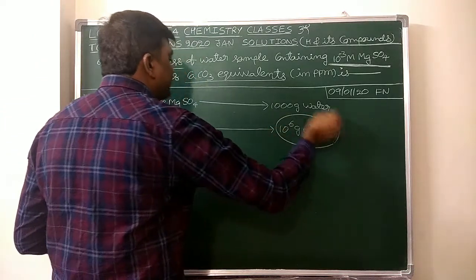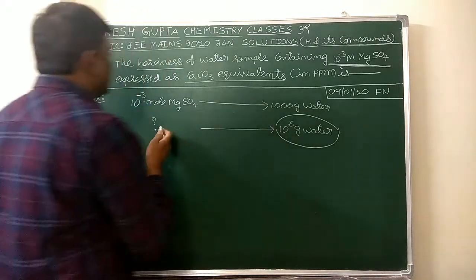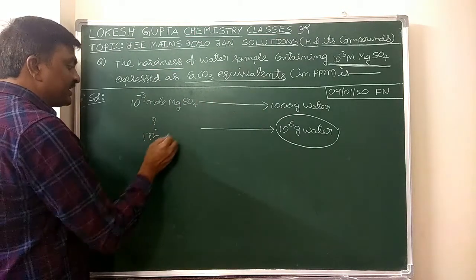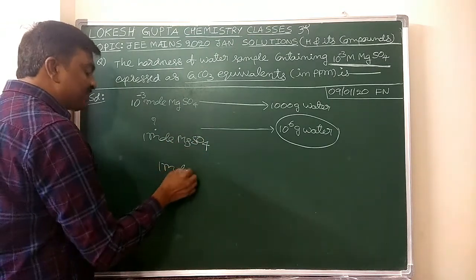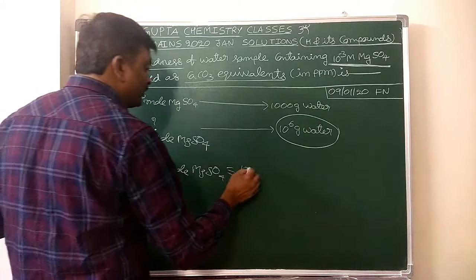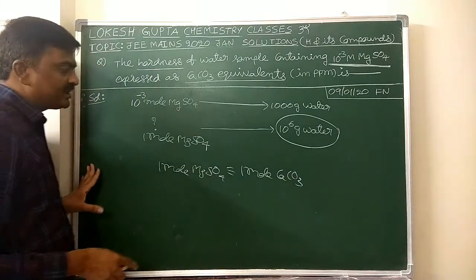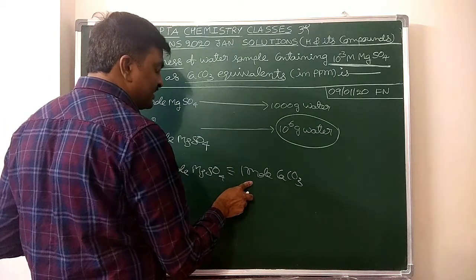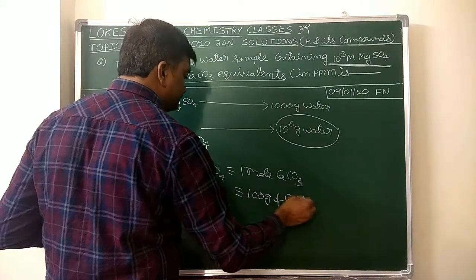Now, 1 million grams of water means 10 lakhs, means 10 to the power 6 grams of water. How many moles of magnesium sulfate are present? If we simplify it, you will get 1 mole of magnesium sulfate. Now what we know, 1 mole of any hardness responsible salt is equivalent to 1 mole of CaCO3. Now in this 1 million grams of our hard water sample, 1 mole of magnesium sulfate is present, which is equivalent to 1 mole CaCO3, which is equivalent to 100 grams of CaCO3.